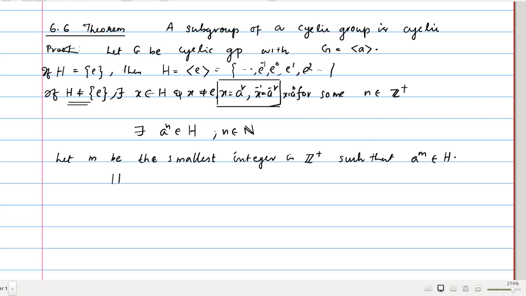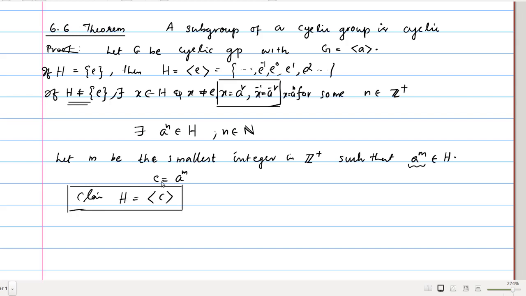How will you prove H is a cyclic group? To prove H is a cyclic group, we need to prove that H is a group generated by some element. So we let this a raised to m. Later we will prove that this a raised to m is the generator for H. That means we set C equal to a raised to m, and our claim is that H is equal to the cyclic subgroup generated by C.